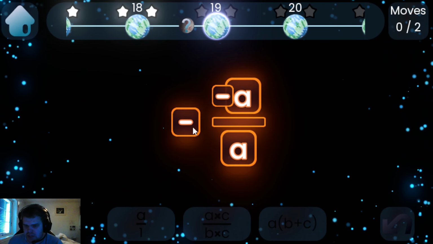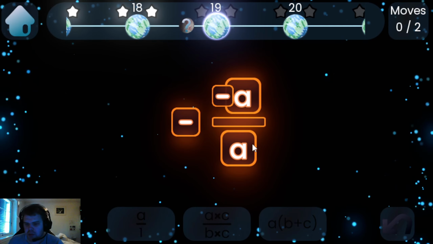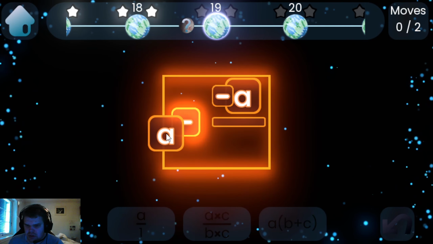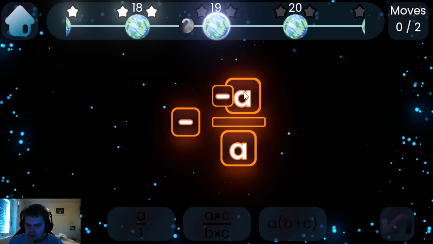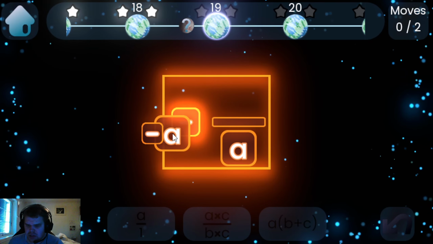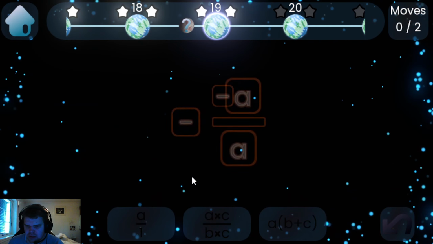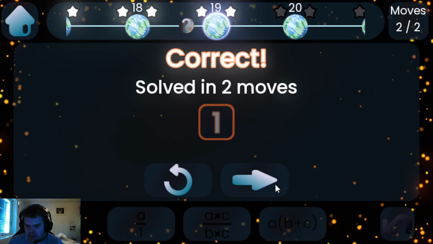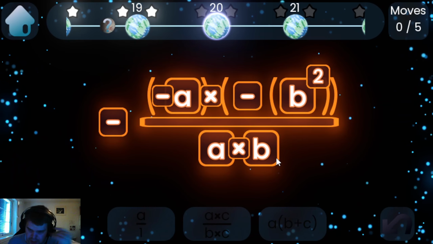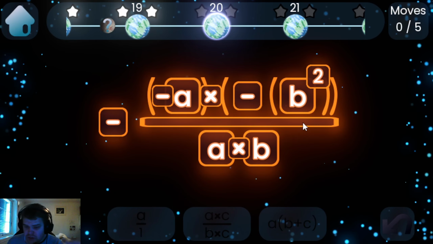You can interact with these minuses on the outside of a whole expression by dragging one of the factors inside on it. You can either do this to get the minus a to become a, or this to be minus a down here and then like this. Or I could have done this instead. It's the same amount of moves. There's a ton of ways to solve this one.